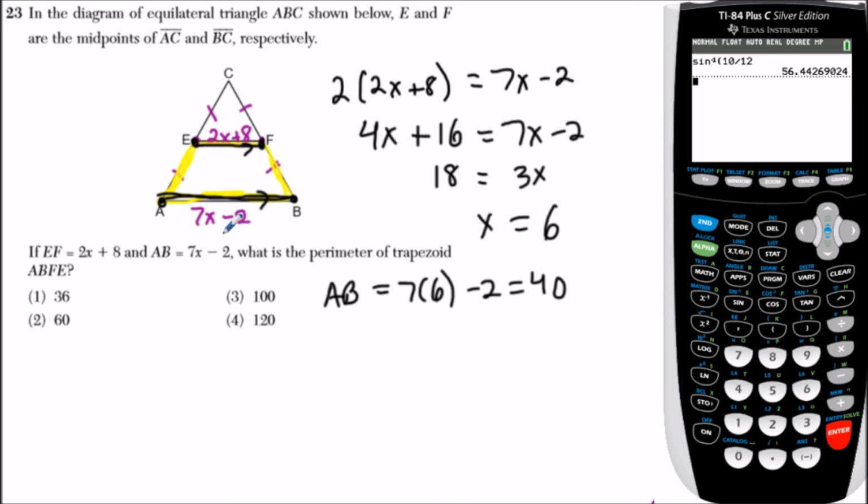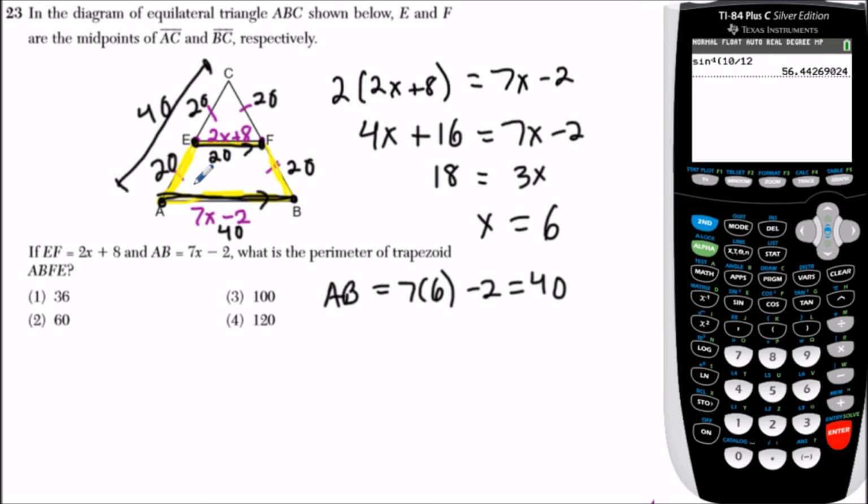But we're not done here. The goal is to find the perimeter of the trapezoid. So this entire side is also 40. So that means each of these pieces is 20. They're 20 each. And then this is equilateral, so this side is 20 and this would have to be 20. And then the midsegment, like we said before, is parallel to this side, and it's also half the measure. So if this is 40, this is 20.